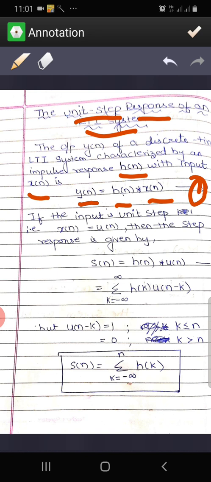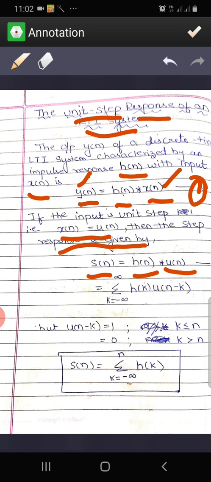Now step response means input is u of n. When you take input as a step signal, then the response you get is called step response. So in equation 1, since the response y of n I am representing as s of n, and here x of n I am representing with u of n. Now s of n is nothing but the convolution of h of n and u of n.